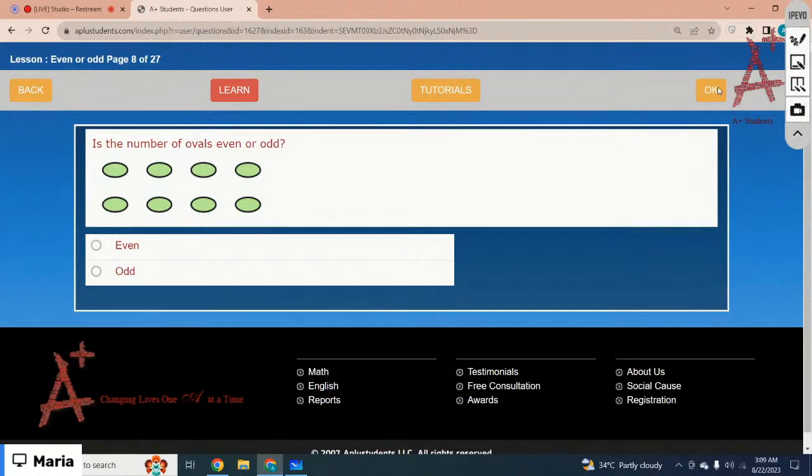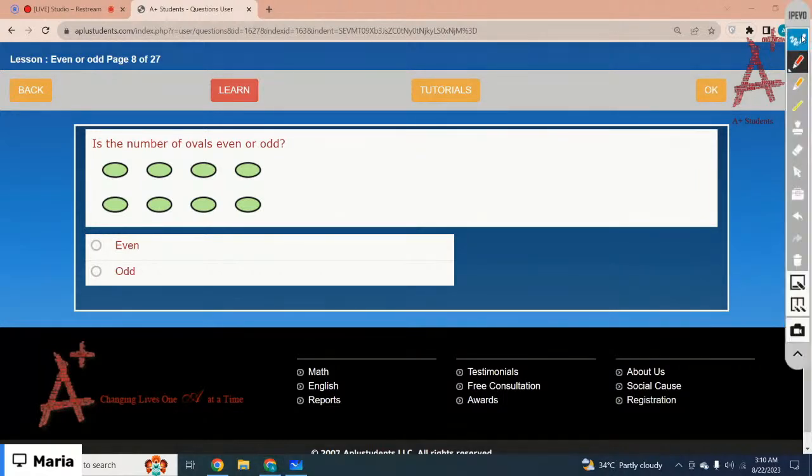Is the number of ovals even or odd? Let's just match them in the form of pairs. They make a pair, they make a pair. So they all make a pair, right? You are left with no ovals. That means they are even in number. The correct option is even.